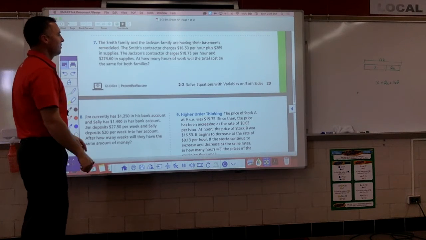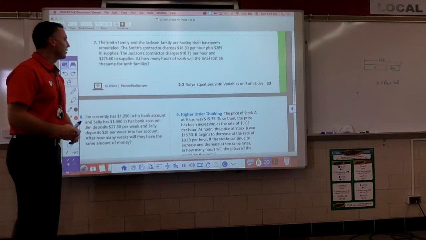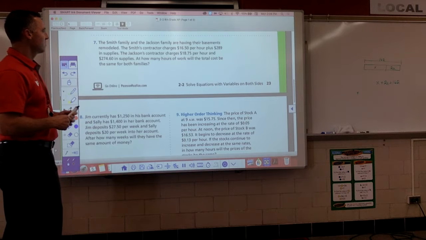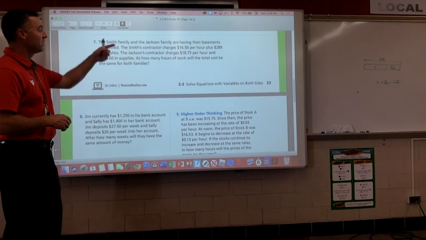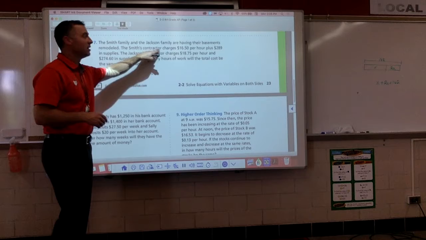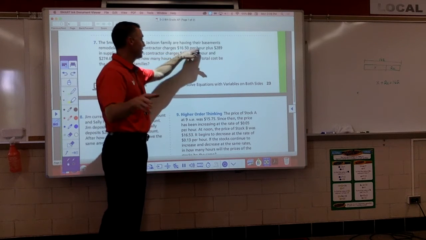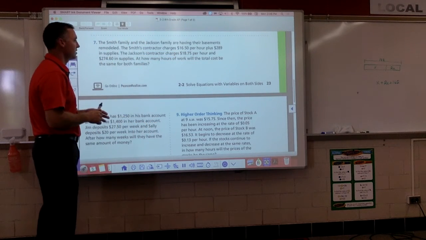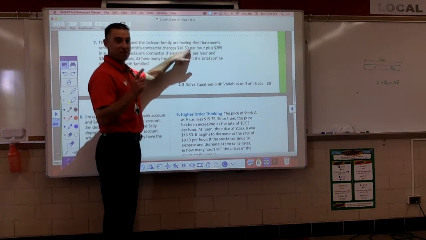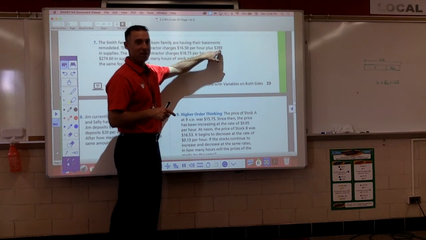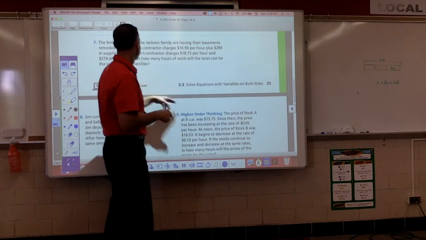The Smith family and the Jackson family are having their basements remodeled. The Smith's contractor charges $16.50 per hour plus $289 in supplies. Sounds like this is a variable term. This is going to be a coefficient or a constant term.